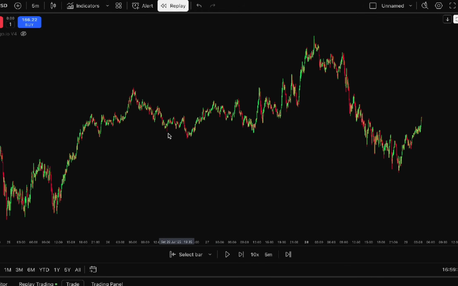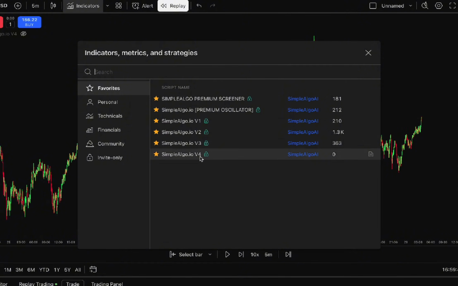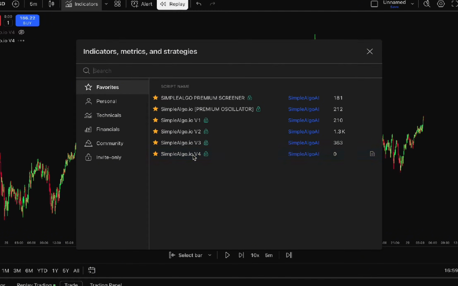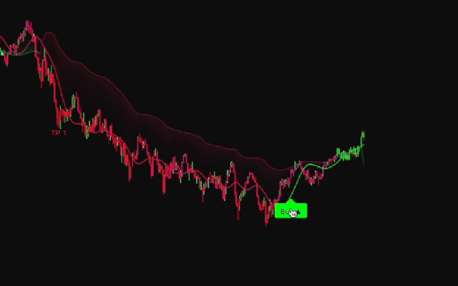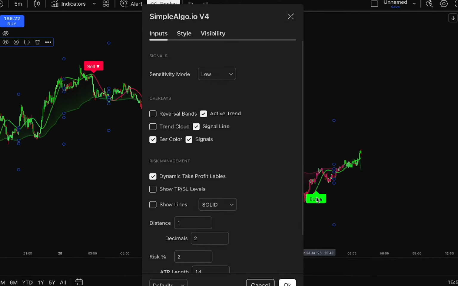So to claim access to Simplealgo V4, all you have to do is go to your indicators tab, go to your invite only scripts, and it should pop up in your invite only scripts tab. When you enable the indicator, it's going to look something like this. All you have to do is double click any of the buy or sell signals, and then the settings tab is going to pop up.